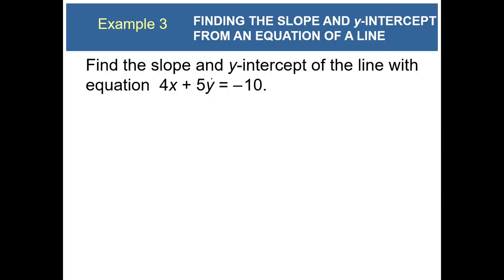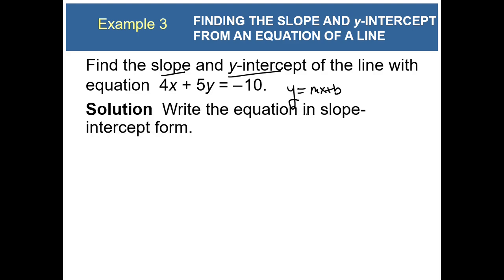Example 3. Find the slope and y-intercept of the line with equation 4x plus 5y equals negative 10. In order to find the slope and y-intercept, I want to rewrite my equation in slope-intercept form, or y equals mx plus b form. So let's start by subtracting the 4x to both sides. You want to make sure the 4x comes before the negative 10, so it looks more like the slope-intercept form.